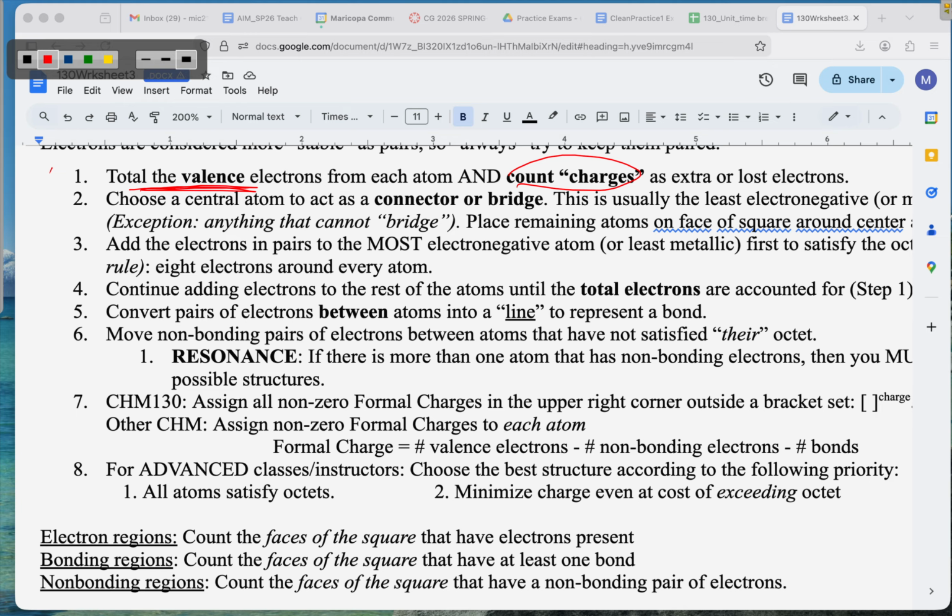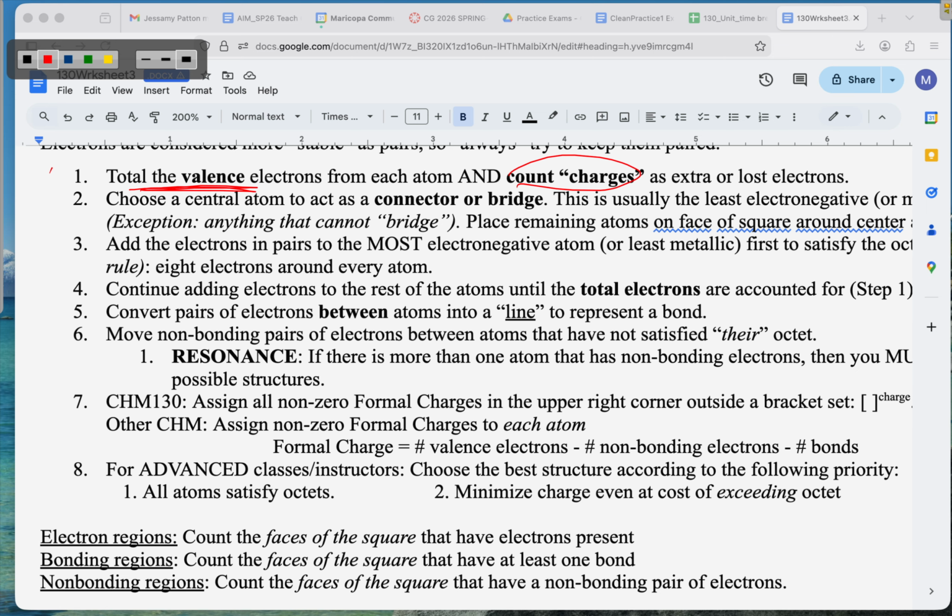Your metals are on the left-hand side of the periodic table, so the further left you are, the more metallic you are. The lower you are, the further away from the non-metals you are. So the lower left corner is your most metallic. Your least metallic would be the upper right.